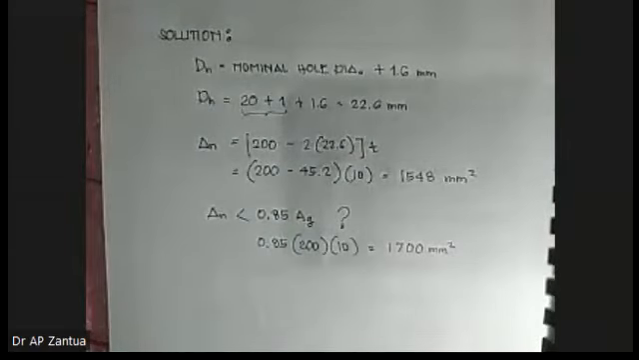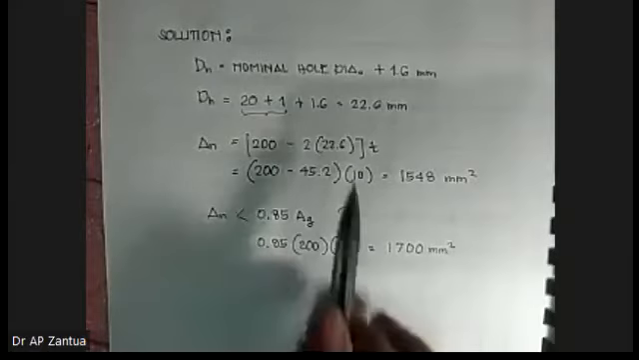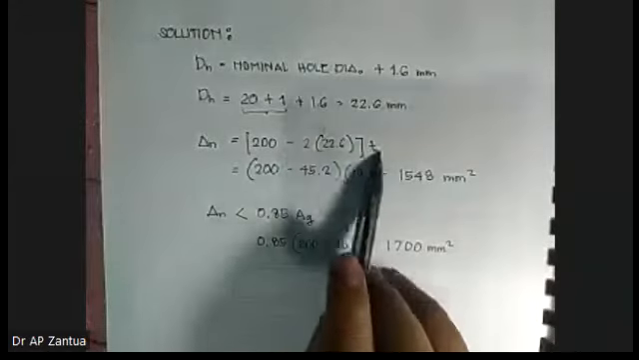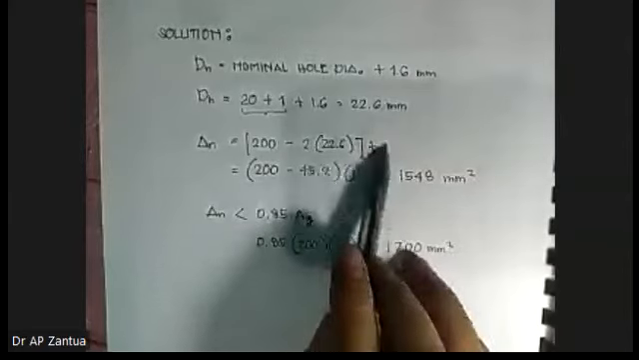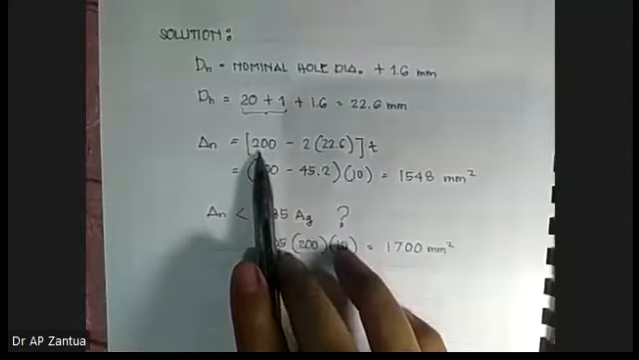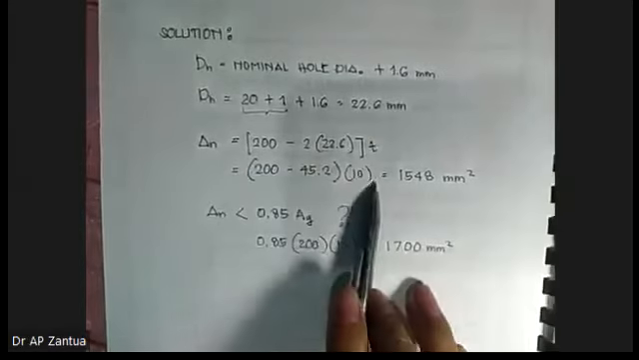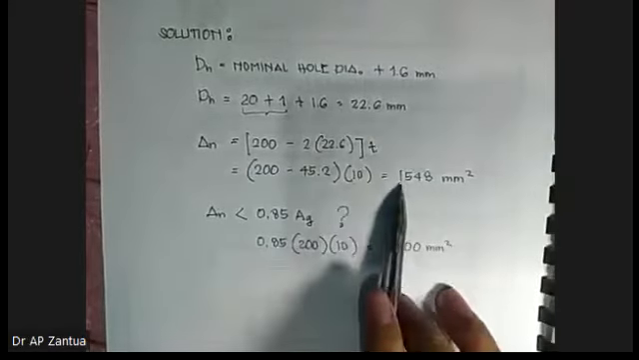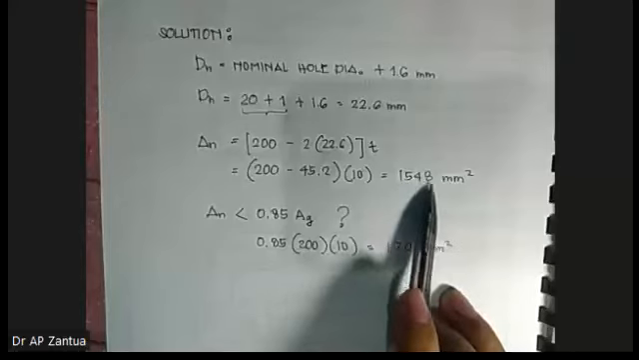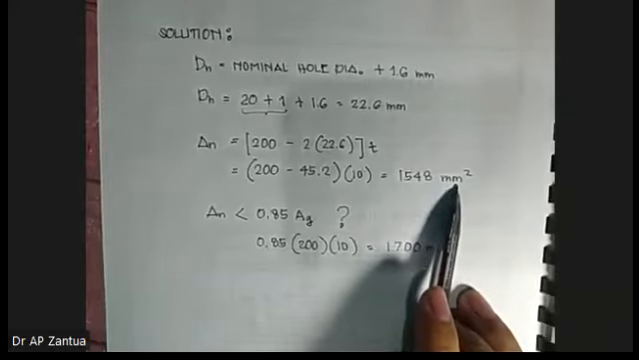After finding out the hole diameter, multiply by 2 and then multiply by thickness, then subtract this area from the 200 times T. If you do that, the answer is 1,548 square mm.